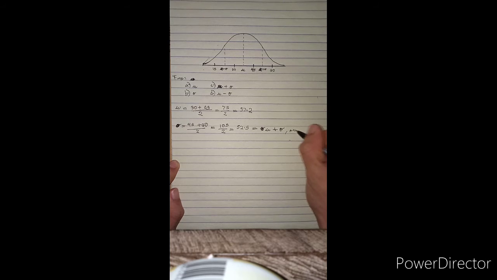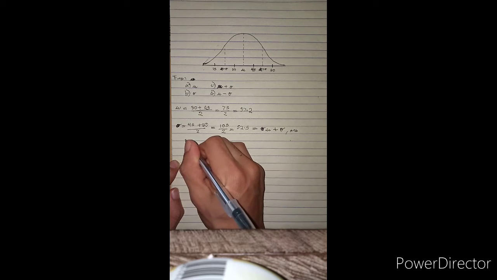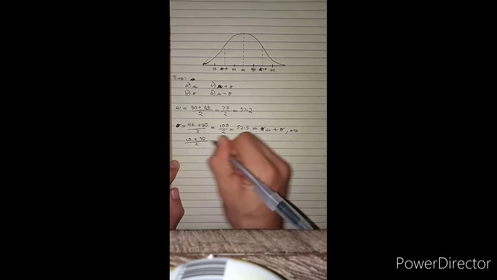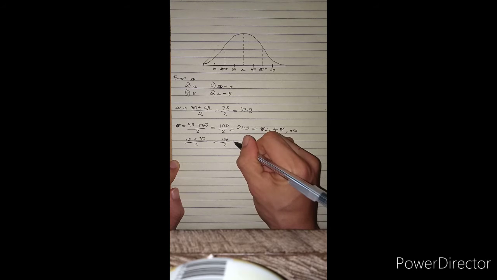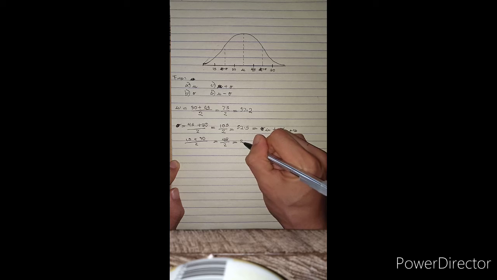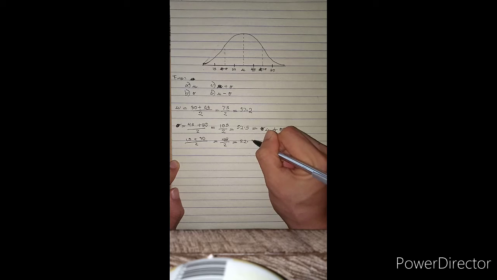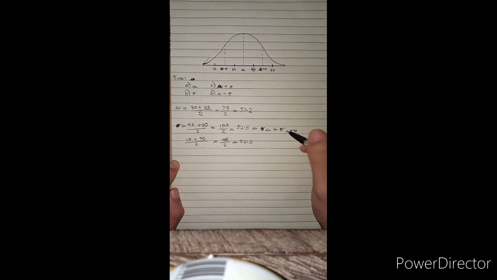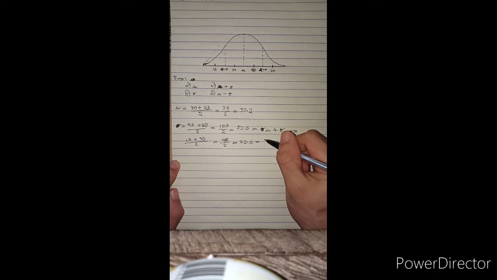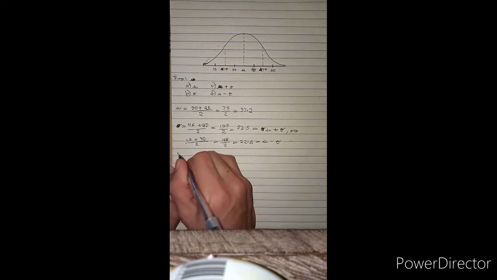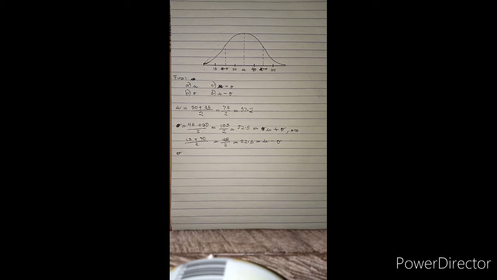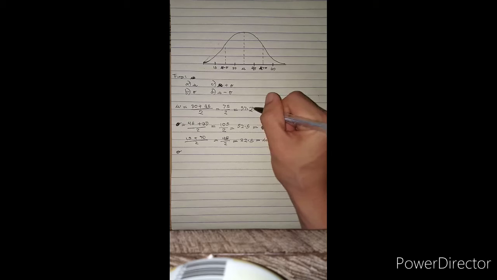And that 15 plus 30 divided by 2 is equal to 45 divided by 2, which is equal to 22.5, which is our mean minus its standard deviation. And now the problem is how to find our standard deviation. Sorry, this is about 37.5.